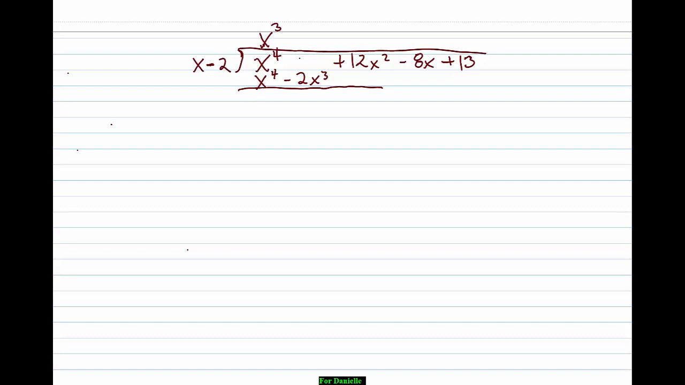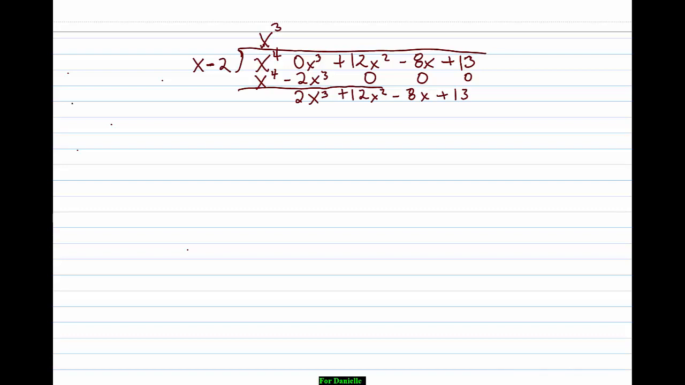And there are no x cubed terms up here. So 0 x cubed minus negative 2 x cubed gives you a positive 2 x cubed, because when you're subtracting a negative, it turns it into a positive. All right? And then we've got to bring down the rest of the terms because we didn't subtract off any x squared terms, we didn't subtract off any x terms, and we didn't subtract off any constants. So we're left with 2x cubed plus 12x squared minus 8x plus 13.